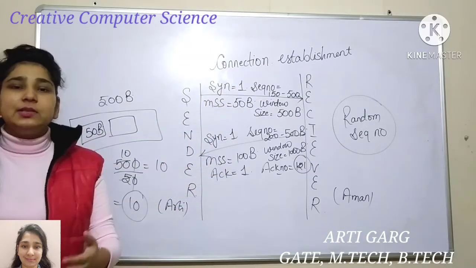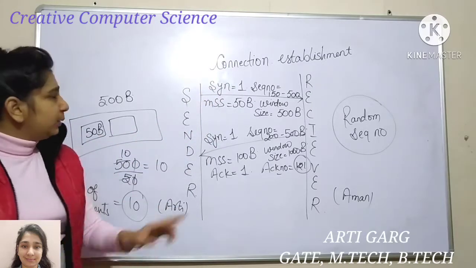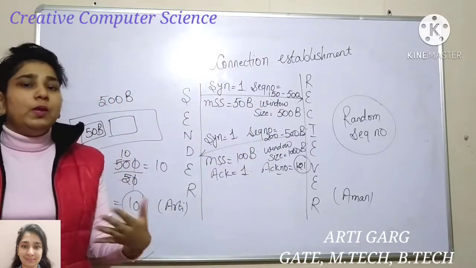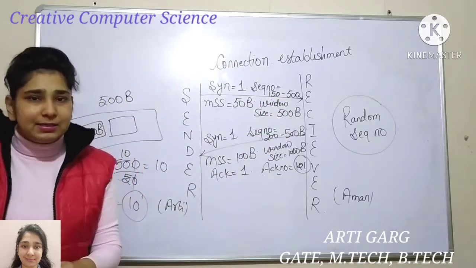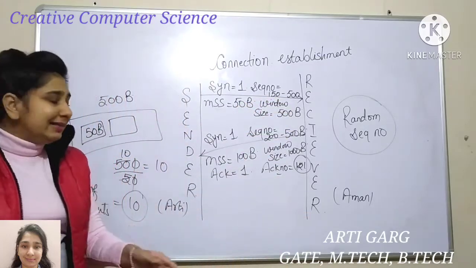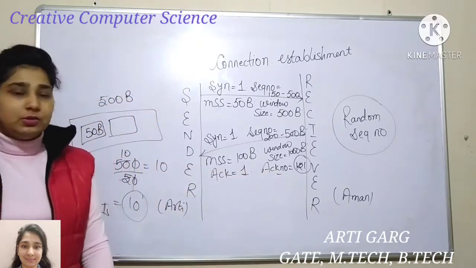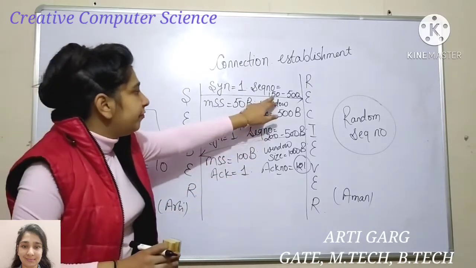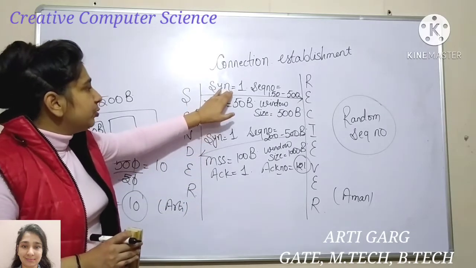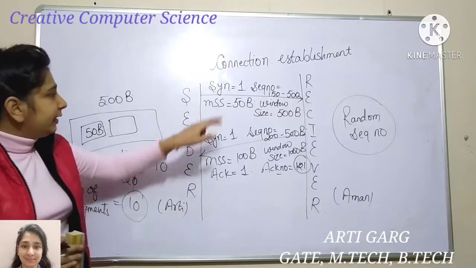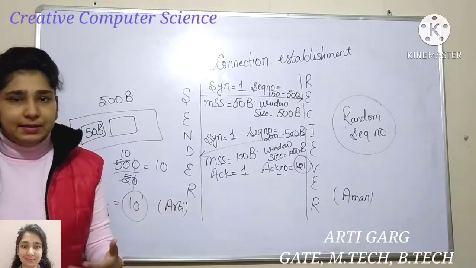Actually, this SYN field is going to consume 1 byte of data. If you look at it, we were telling the receiver that when we send data, the data ranges from 150 to 500 bytes. But now the receiver is saying that I expect 151 initially from you. So the 1 byte of data, sequence number 150, is consumed by the SYN field. The SYN field consumes 1 byte of data.